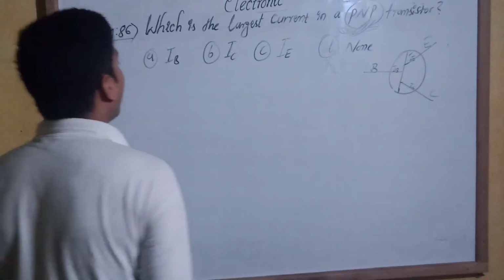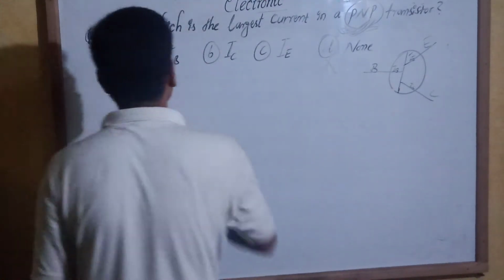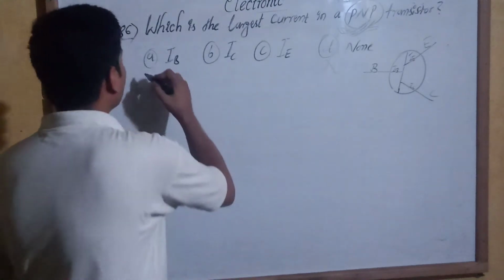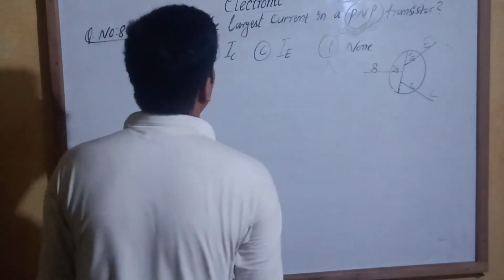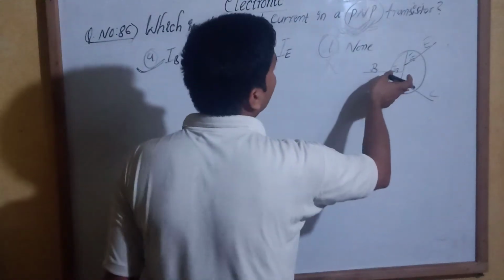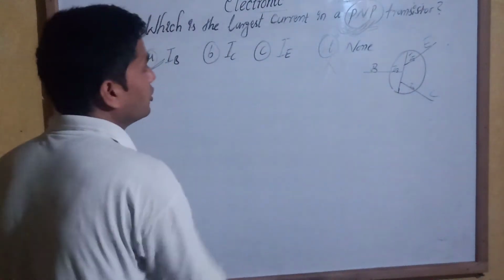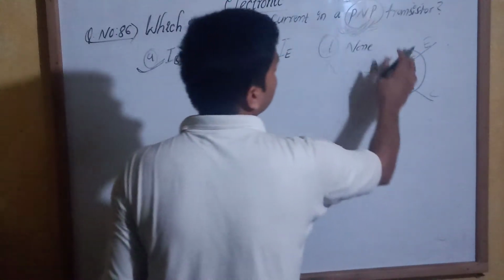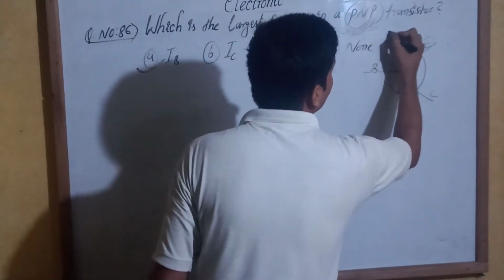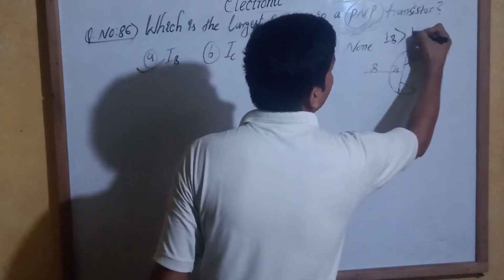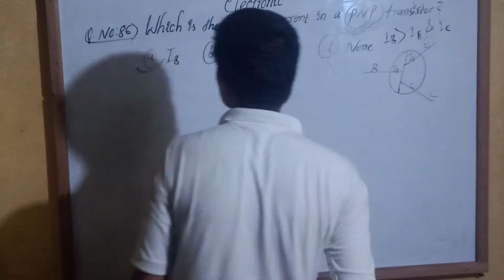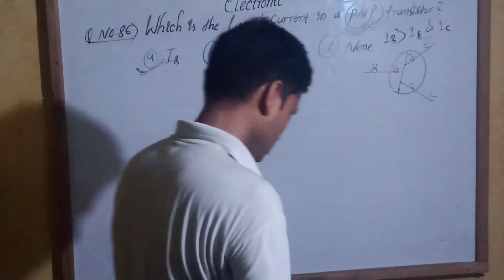Okay, the right answer is option A, base current. Base current is the largest current in a PNP transistor, not NPN. In a PNP transistor, base current IB is greater than IE and IC.